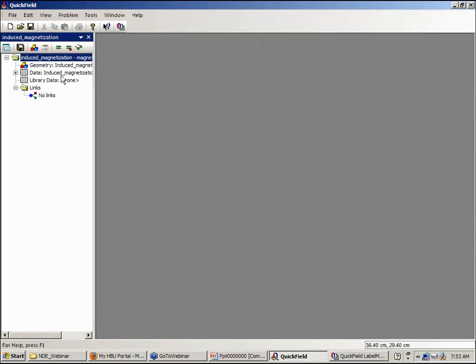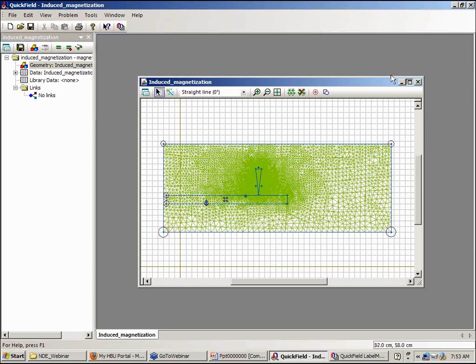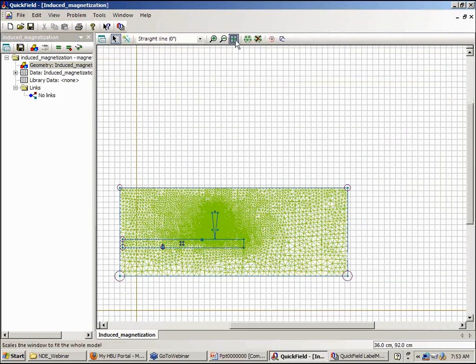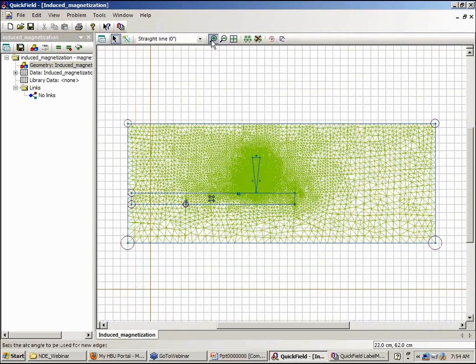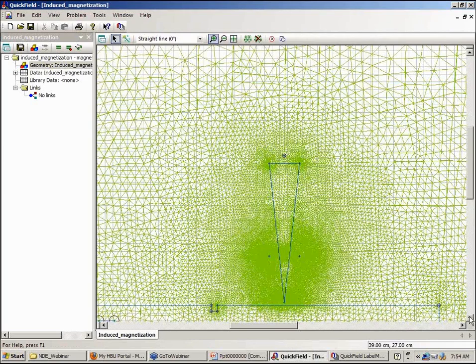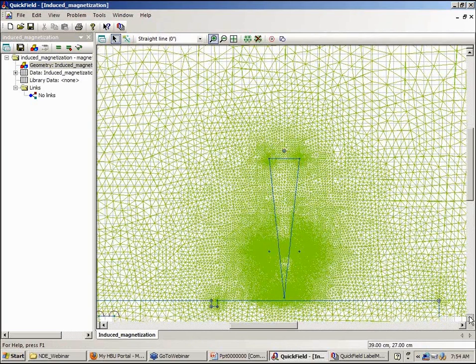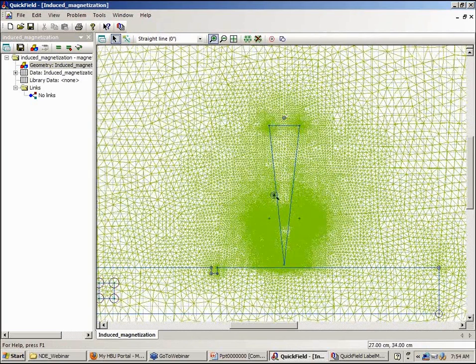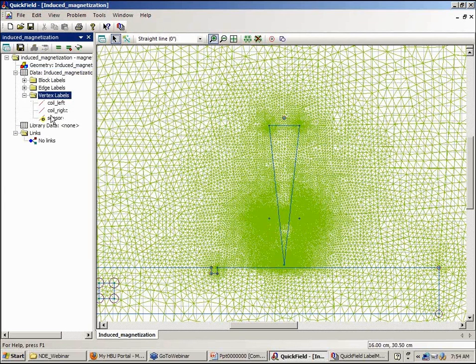This is the same as the previous simulation, except I've included a ferrite needle above the permeable sample. So this would be our magnetization coil that is on each side of the ferrite, and once again the vertex labels, the left coil, this is the right coil. Our sensor now is located on the top of the ferrite needle.